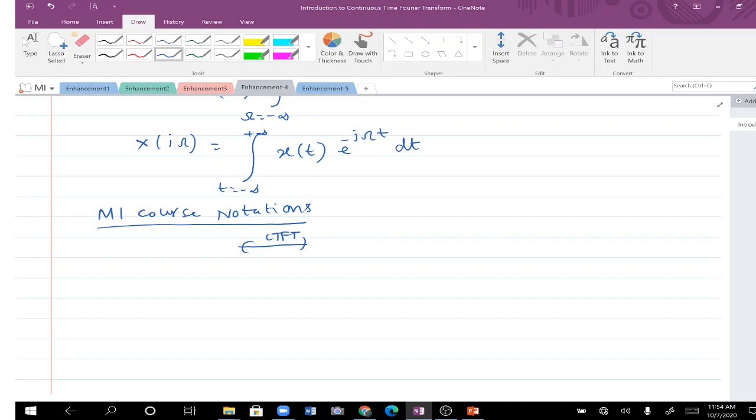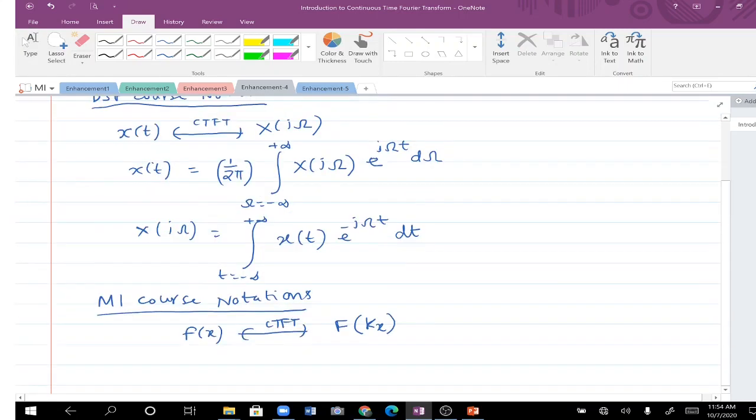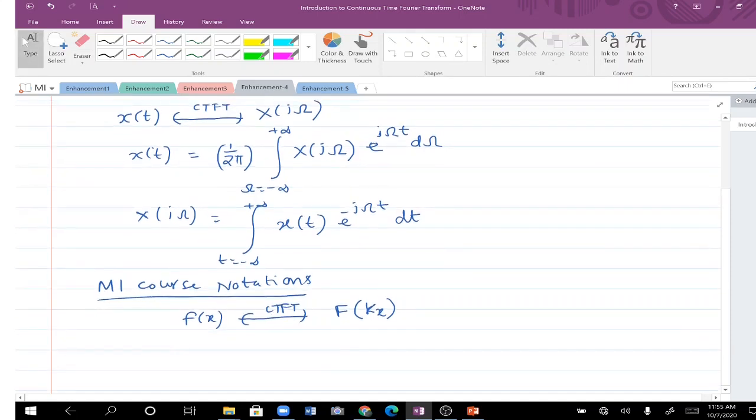So what we would do here is this original signal we call it f(x), and whenever there is frequency we still use a capital letter, but instead of calling it ω we are going to call it kx. Another modification is that ω is radians per second, but it is quite common to use hertz in the frequency domain for MR imaging. So we would follow the same notation throughout our course.